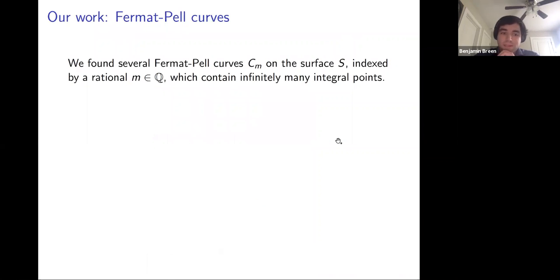So to summarize what we were able to contribute, which is new to the literature, we found several families of what are called Fermat-Pell curves on the surface. And these Fermat-Pell curves, C_m, were indexed by a rational parameter m. And these curves actually did contain infinitely many integral points.